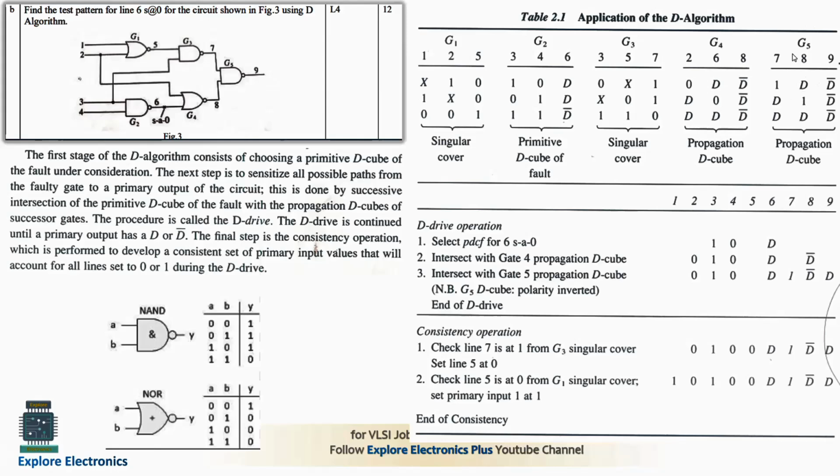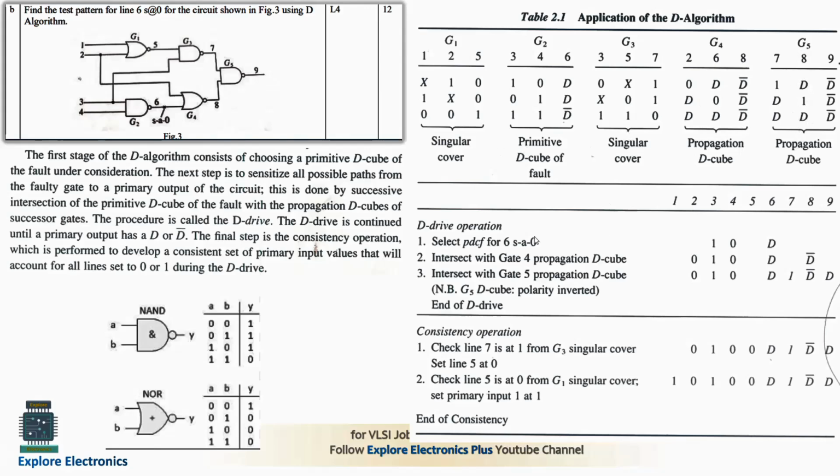So next for the G5, if you write the propagation D cube by looking at the change in the one input changes the output, here is this value 0. So that's why for the inputs 1 and D means 1 1, the output will be 0. Then again for 1 1 we need to take, like 7 should be at D, and similarly the propagation D cube for G5 is this.